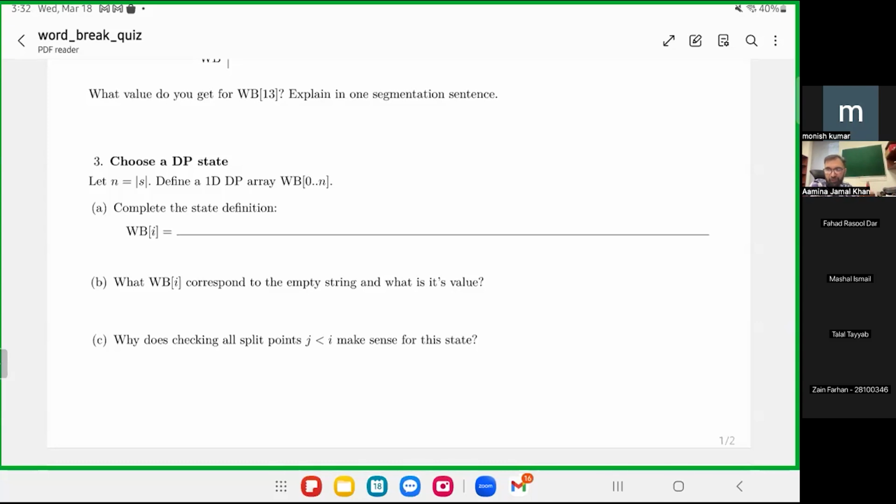Are we defining a conditional for when WB will be true and when it will be false in Q3 part A? Yes. Part C: the dictionary may contain all possible combinations for the target string, something like the power set.